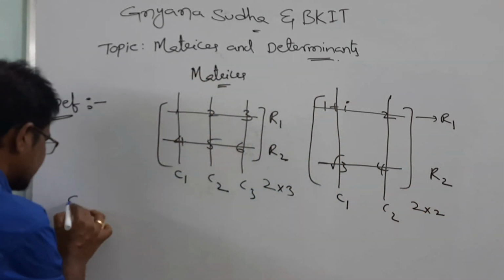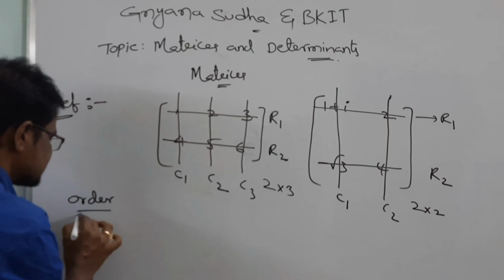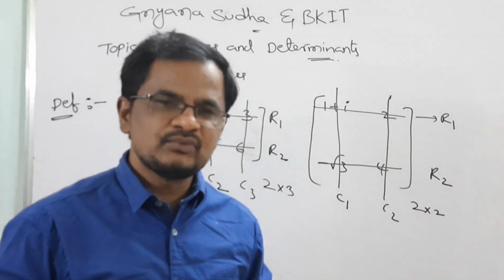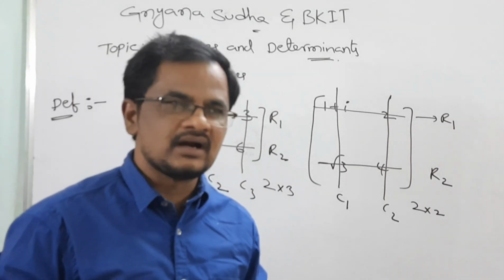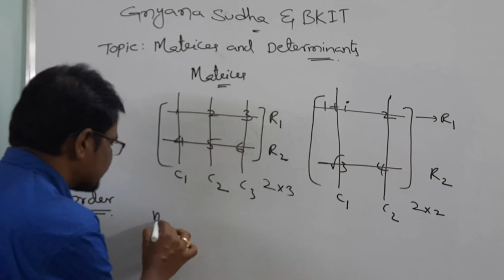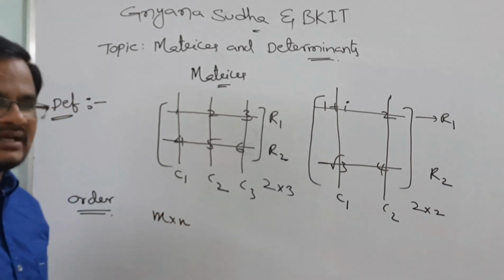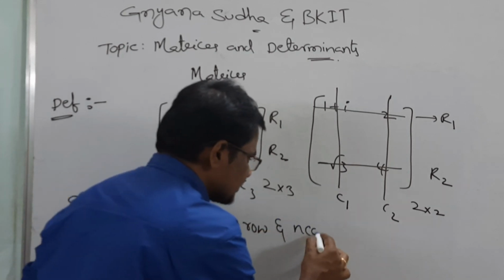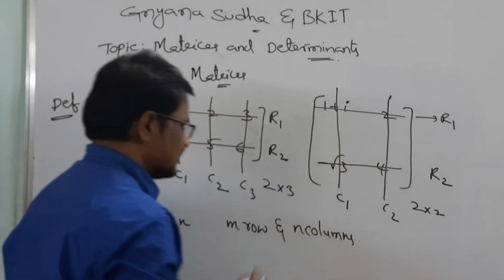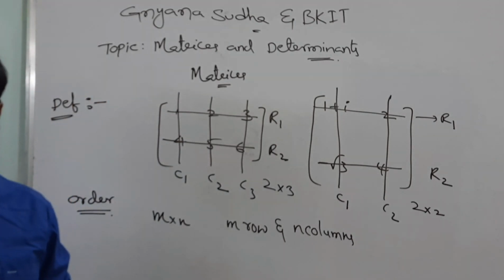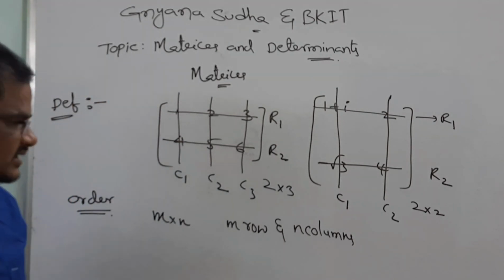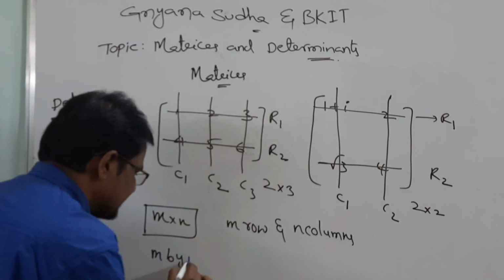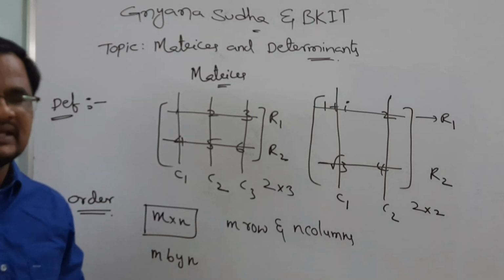Next one is order of a matrix. A matrix having m rows and n columns is called a matrix of order m by n. In any matrix, if m rows are there and n columns are there, then that matrix is of order m by n. We have to read it like this: m by n.